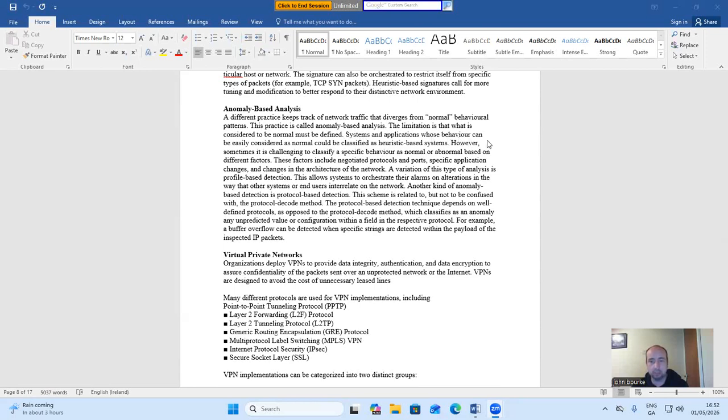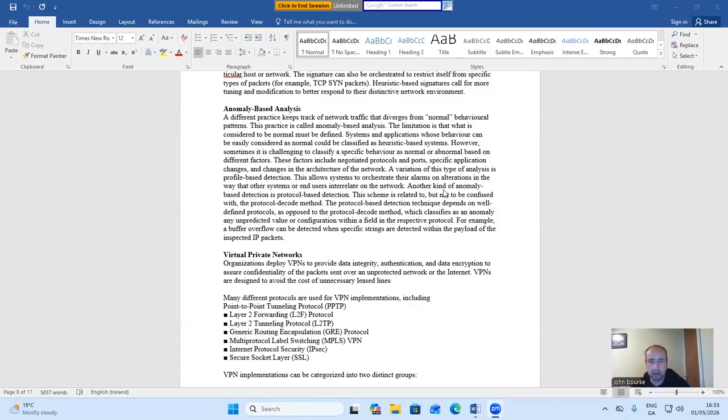The limitation is that what is considered to be normal must be defined. Systems and applications whose behavior can be easily considered as normal could be classified as heuristic-based systems. However, sometimes it is challenging to classify a specific behavior as normal or abnormal based on different factors. These factors include negotiated protocols and ports, specific application changes, and changes in the architecture of the network. A variation of this type of analysis is profile-based detection. This allows systems to orchestrate their alarms on alterations in the way that other systems or end users iterate on the network.